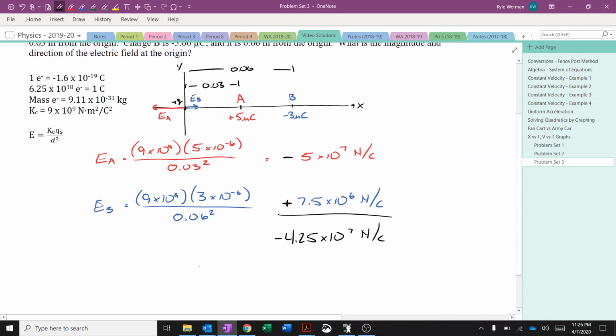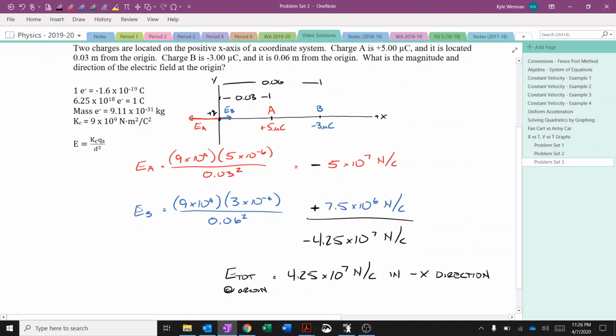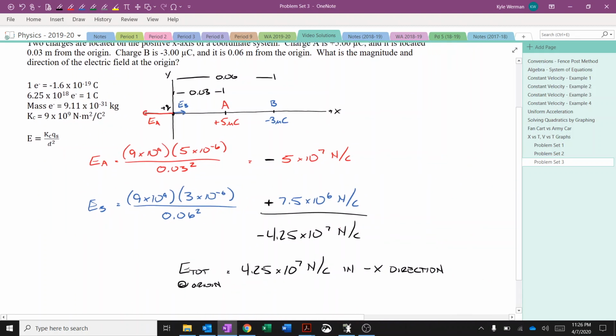Or you can say that the total field at the origin is equal to 4.25 times 10 to the 7 newtons per coulomb towards the negative x direction. In the negative x direction is probably the best way to describe that, because they gave us our convention by referencing the positive x-axis. So the negative x direction would be the best way to describe that.